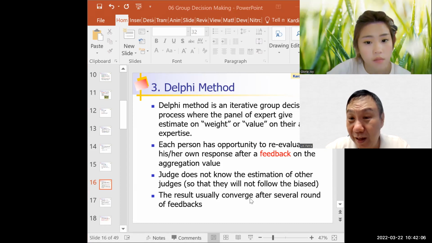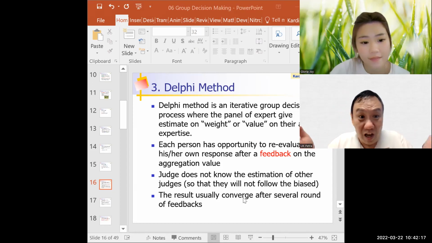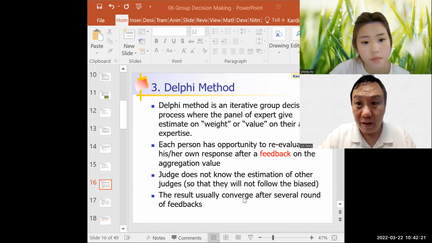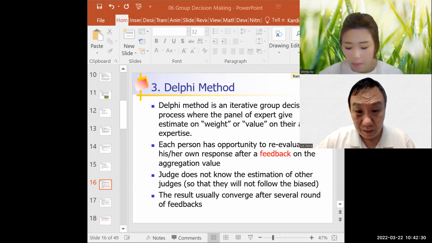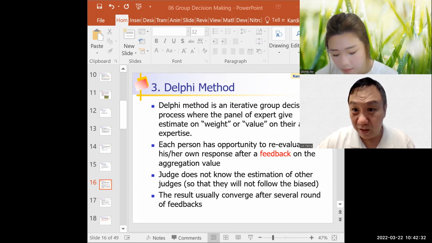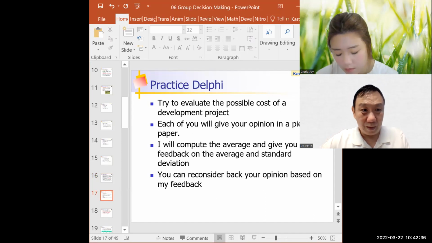Later on, when you have a team meeting, instead of voting, let's do a Delphi method. You can say it like that. Also in a company, if you own a company or you are the leader in a company, you probably want to do this group decision making. This is a very important thing that you will do in your life, isn't it? Okay, let's practice.